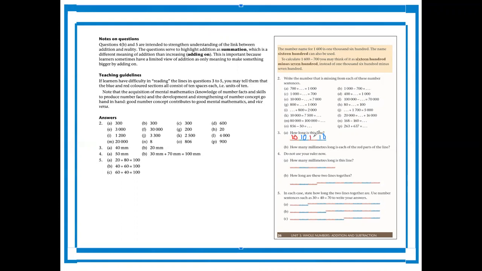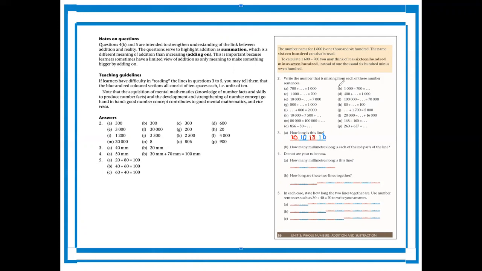So if you can't see how many lines there are, you can assume that there are 10 because we've been told that. Note that the acquisition of mental mathematics, or the knowledge of number facts and skills to produce number facts, and the development and strengthening of number concept go hand in hand. Good number concept contributes to good mental mathematics and vice versa.